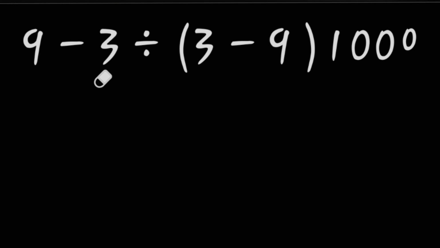9 minus 3 divided by (3 minus 9) times 100 to the power of 0.